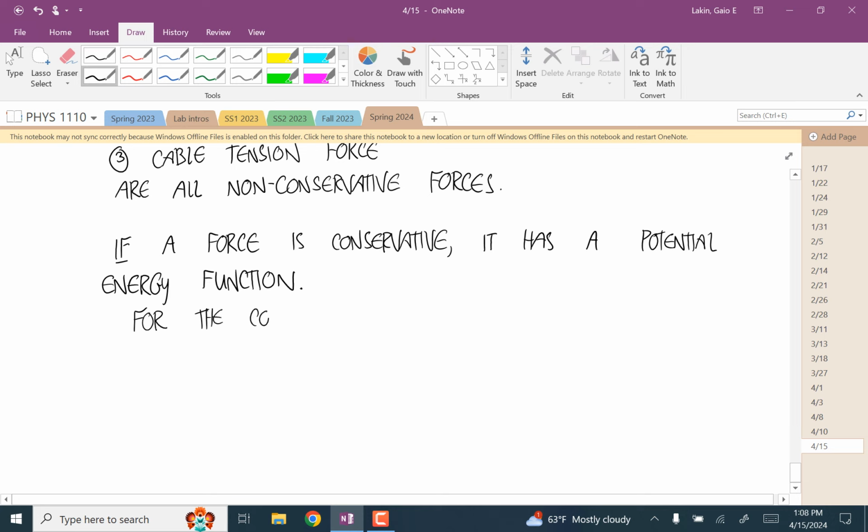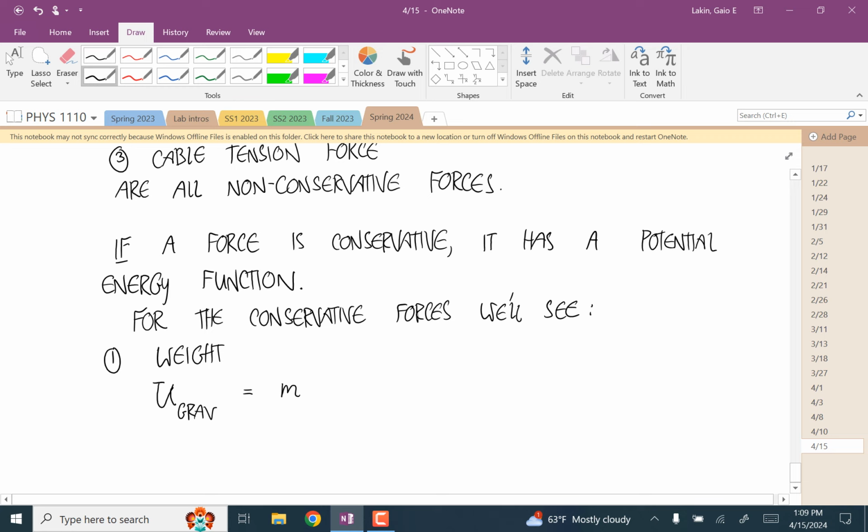For the two conservative forces we'll see in this class, the first one is weight, you know, the force of gravity. The potential energy function due to gravity is the mass of the object times 9.81 meters per second squared times the object's height.